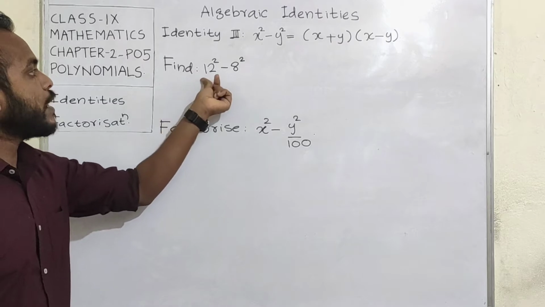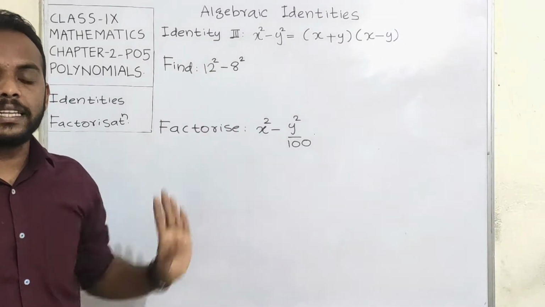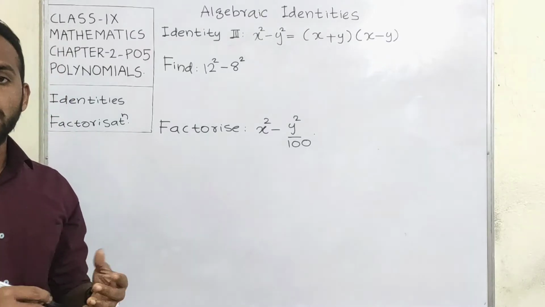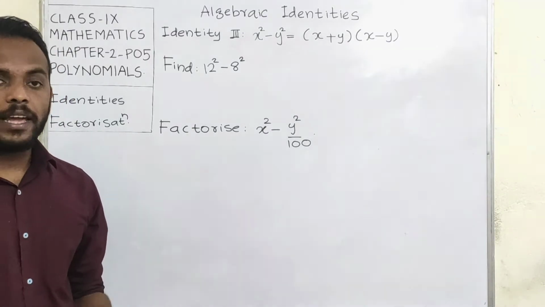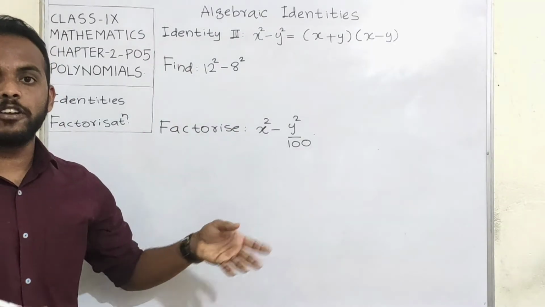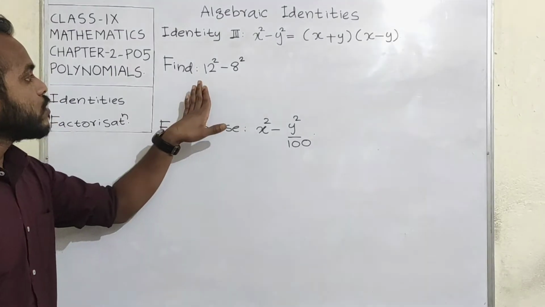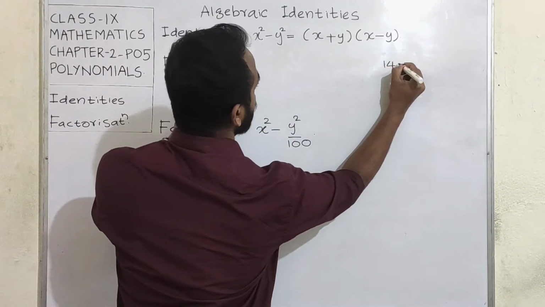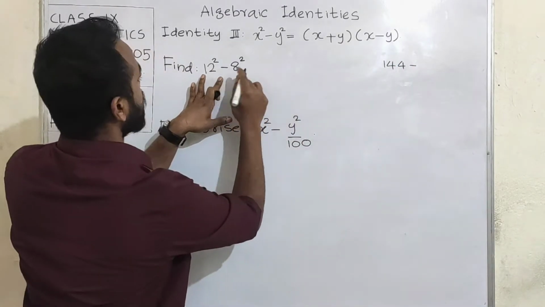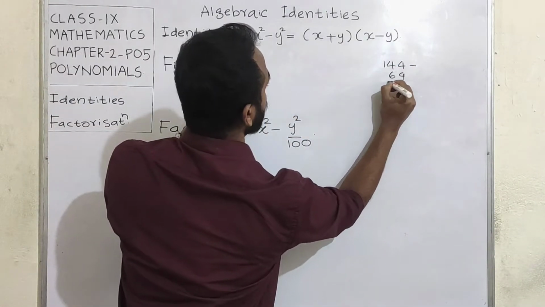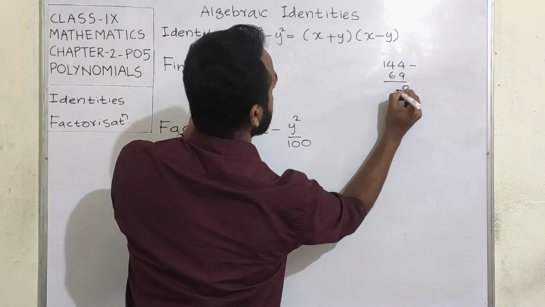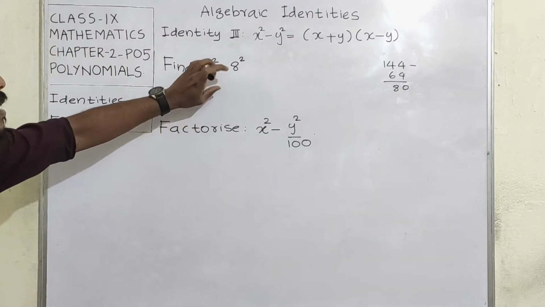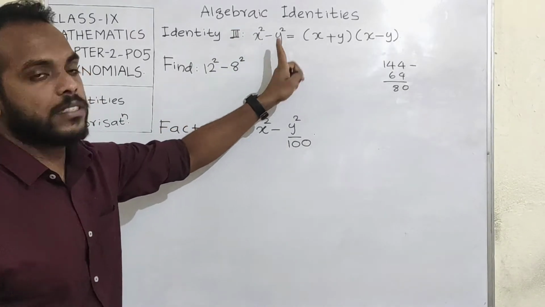If we are asked to find the value of 12 square minus 8 square, the one who does not know the identity will do it the normal way. It's fine, but when it comes to bigger numbers, it will be tough or difficult. So let's see both ways. First one is 12 square. 12 square is 144, minus 8 square is 64. We'll see that it is 80. So 80 is the answer that we should get even if we use this identity.